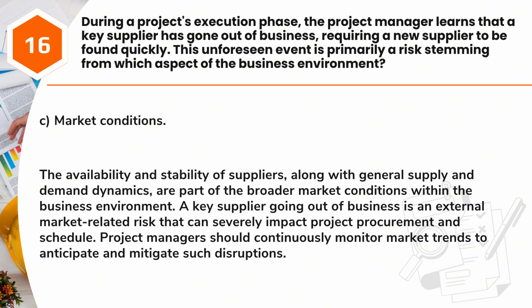Answer: C. Market conditions. The availability and stability of suppliers, along with general supply and demand dynamics, are part of the broader market conditions within the business environment. A key supplier going out of business is an external market-related risk that can severely impact project procurement and schedule. Project managers should continuously monitor market trends to anticipate and mitigate such disruptions.